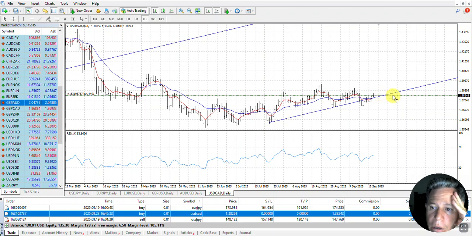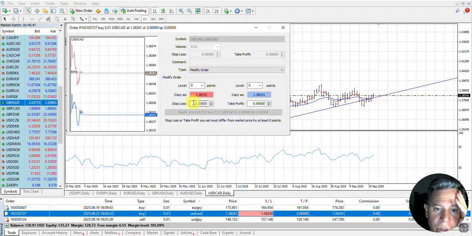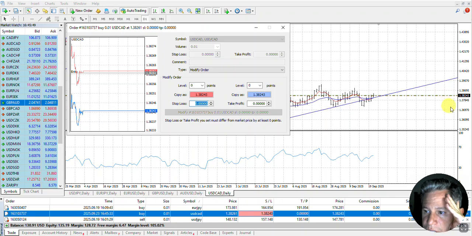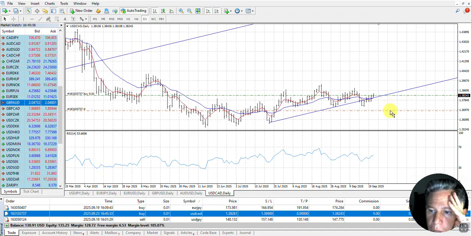Now, what I'm going to do is put a stop loss in here. So I want the stop loss to be about 1.369. Let's see what happens here. Boom. So I got a stop loss here. So this is my risk.